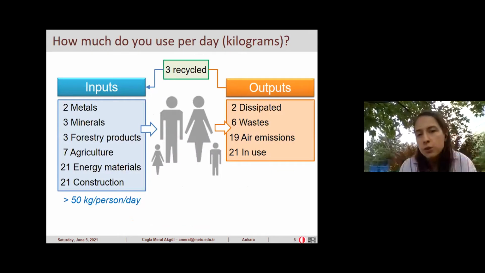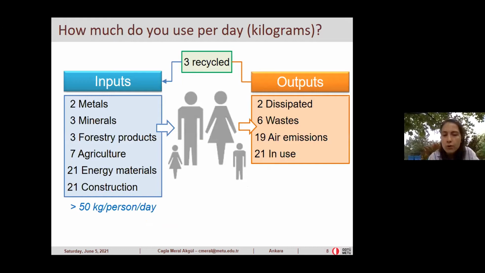So how much material do we use per day? For one person, roughly speaking, we use 50 kilograms of materials: 2 kilos of metal, 3 kilos of minerals, 3 kilos of forestry products, 7 of agriculture, 21 energy, 21 construction. So this adds up to larger than 50%. And we have some outputs: 2 kilos dissipated, 6 kilos as wastes, 19 kilos as air emissions, and we use 21 kilos. We only recycle 3 kilos. So this is an average for a basic person.